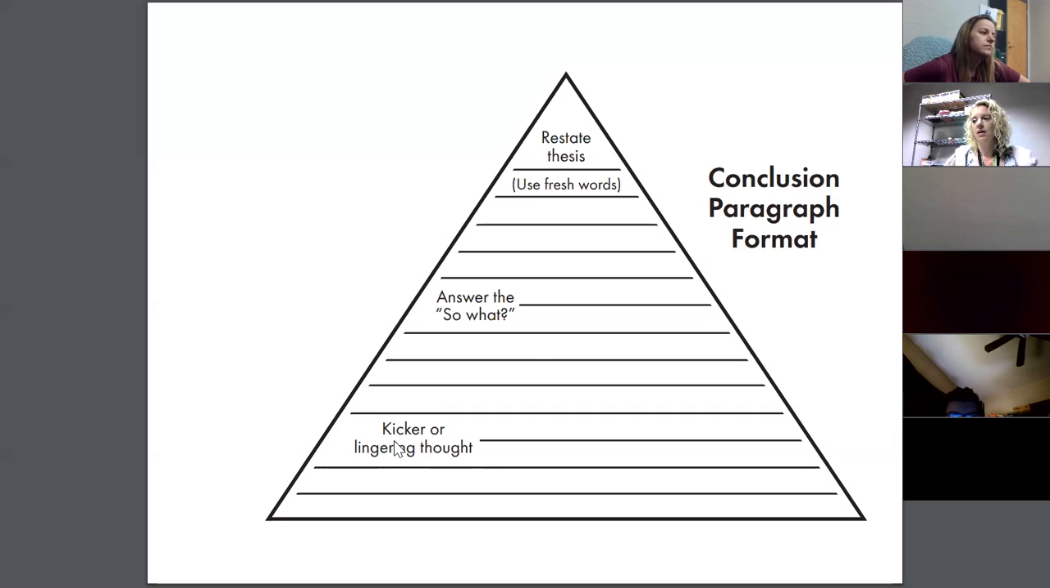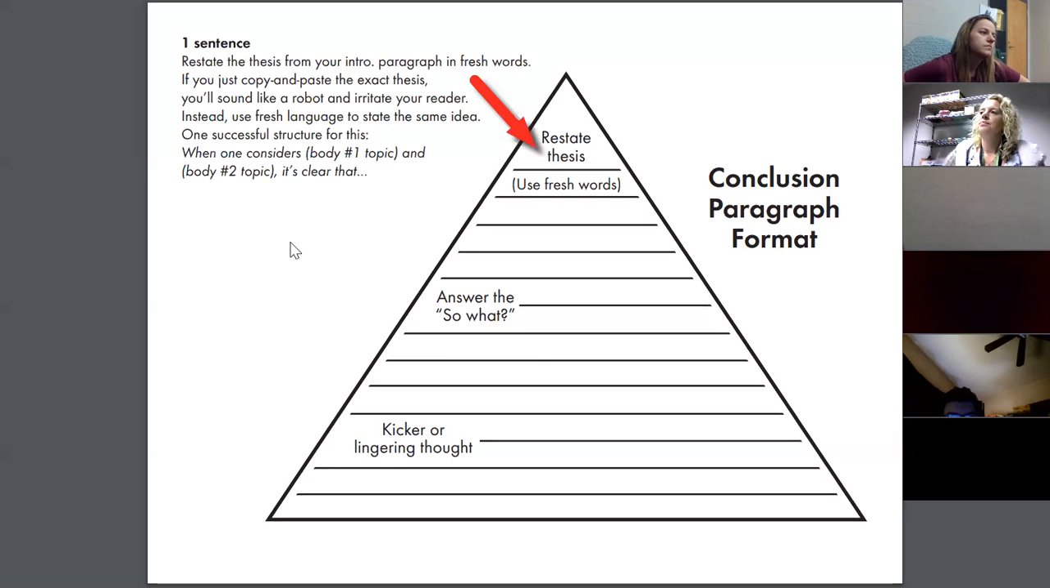Okay. All right. So restate your thesis from your intro paragraph in fresh words. If you copy and paste the exact thesis, you'll sound like a robot and irritate your reader. Instead, use fresh language and state the same idea. One successful structure for this, when one considers the body number 1 topic and body number 2 topic, is clear that, yeah, don't do that.